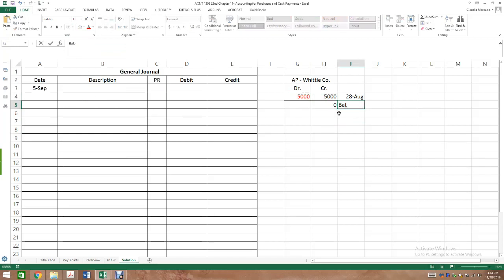Okay. So my payment is happening on September the 5th. So this is when I purchased it. This is when I made my payment. Now I have a 0 balance. So I need to record this debit.